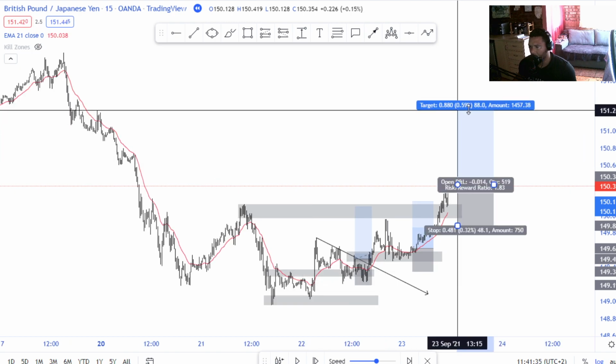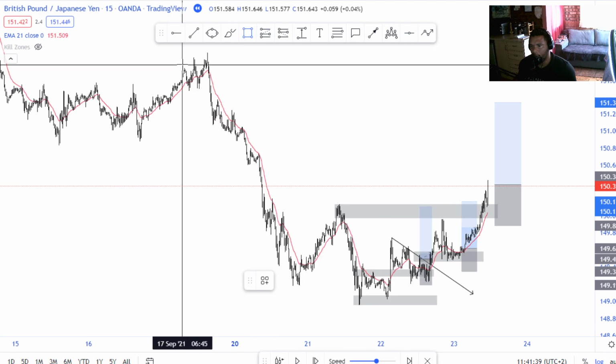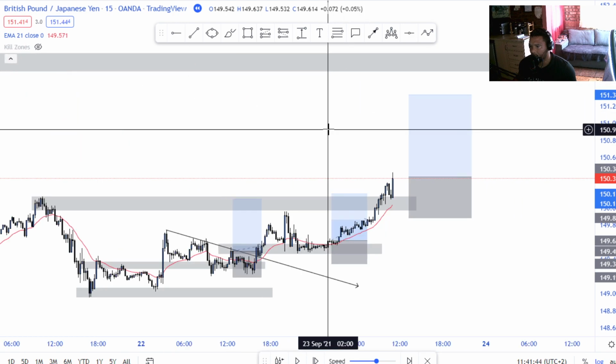Let's see, 1 to 2 right there. We have this area of resistance right here. It's going to be an area of interest for us. So let's see how this trade goes.